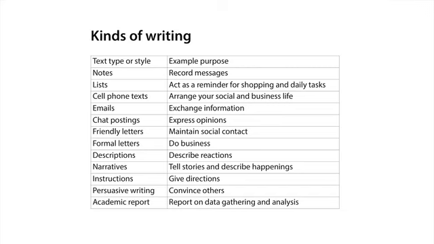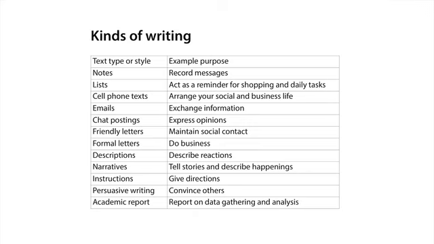In the examples I've given one or two purposes for each kind. Notes can be for recording messages. Lists can act as a reminder for shopping or daily tasks that you have to do. Cell phone texts can help you arrange your social and business life. Emails are ways of exchanging information. Chat postings express opinions.